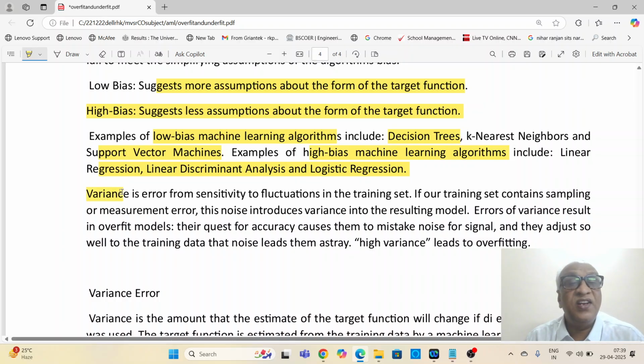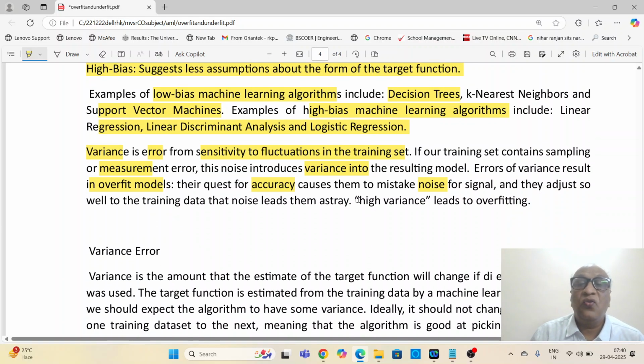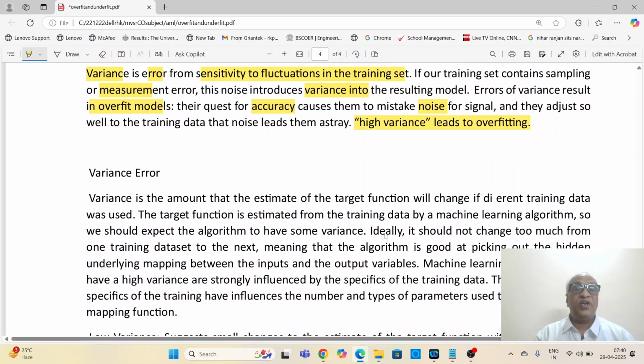Now we have tried to understand bias. Let us try to understand variance. Variance also is an error, but that is because of the sensitivity to fluctuations in the training set. So if my training set has measurement errors or sampling errors, this will lead to noise, which will lead to variance. Errors of variance result in overfitting models. They try to be more accurate, and because of that, even noise is treated as appropriate data. Now, when you have high variance, you have high overfitting.